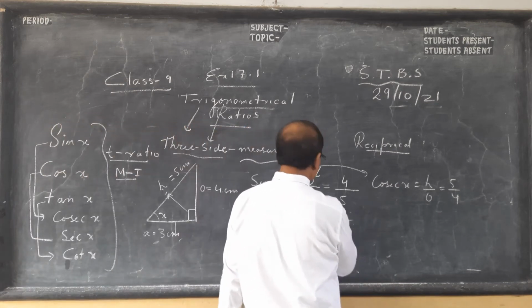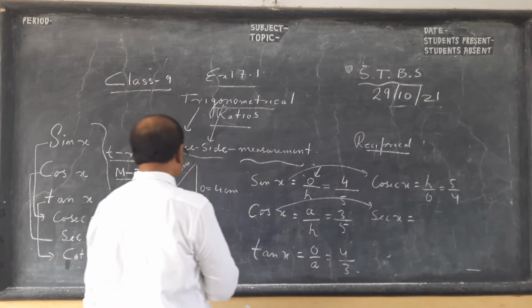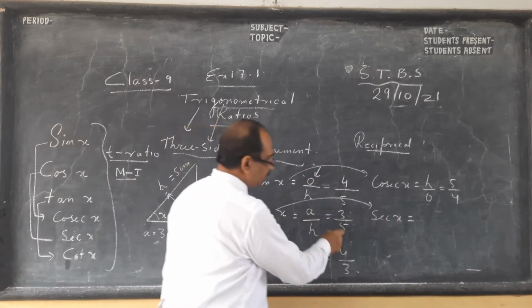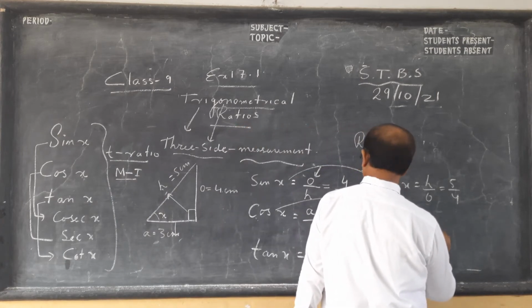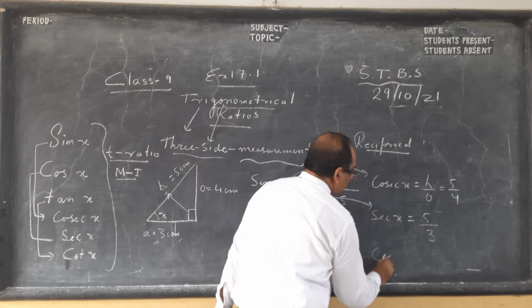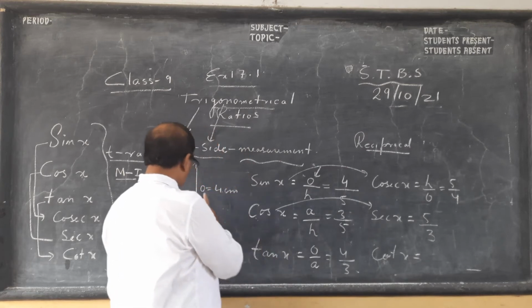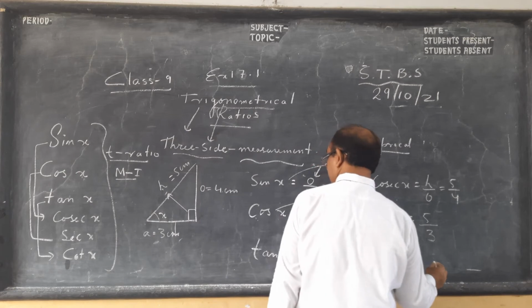Cos reciprocal is sec. Cos is 3 by 5, so sec is 5 by 3. Just reciprocal. Reciprocal means divided by 1, boys. Last, tan. Reciprocal is cot. Tan is O by A, cot is A by O. So, it is 3 by 4.